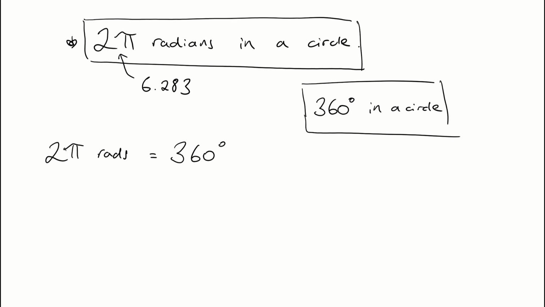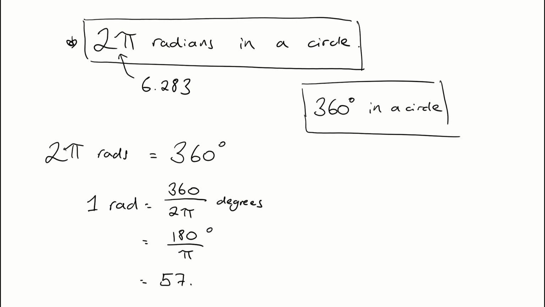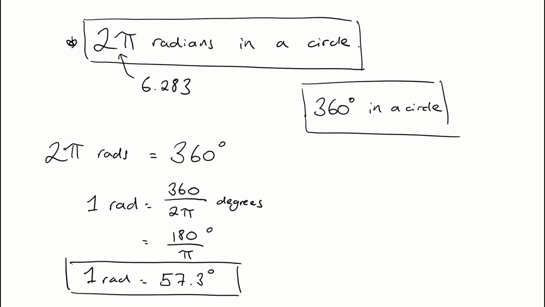Well, if I divide both sides by 2 pi, then I will see that 1 radian is equal to 360 divided by 2 pi degrees. Okay, and if I wanted to simplify that down a little bit, I could write that as 180 divided by pi degrees, or if you wanted to get that as an actual decimal, we see that 1 radian is equal to approximately 57.3 degrees. So 1 radian here equal to 57.3 degrees. So that's an important thing which you might like to remember.